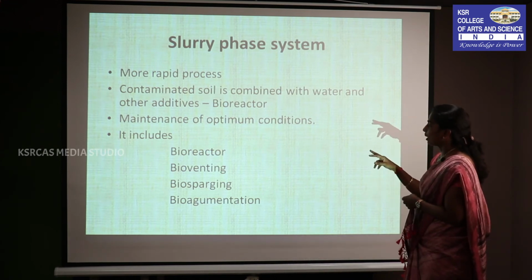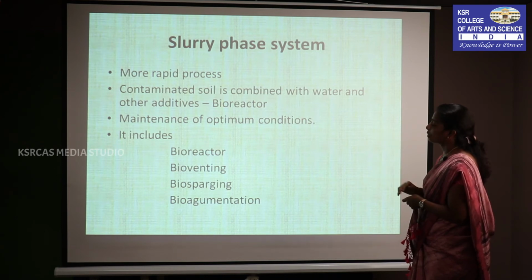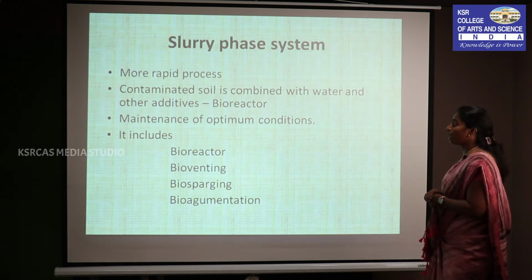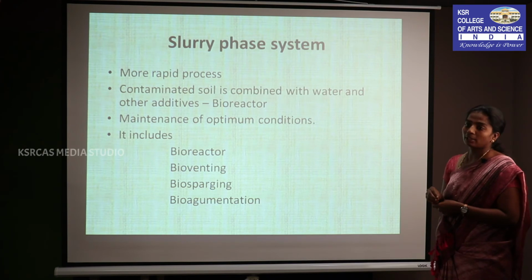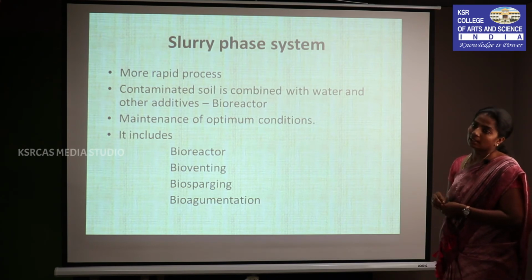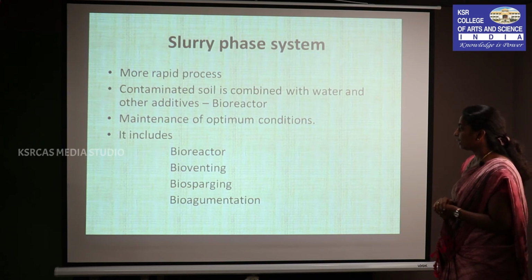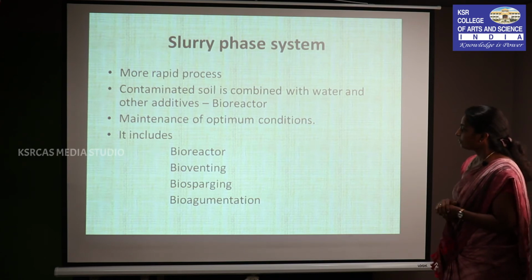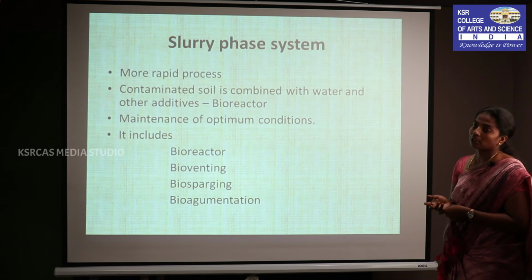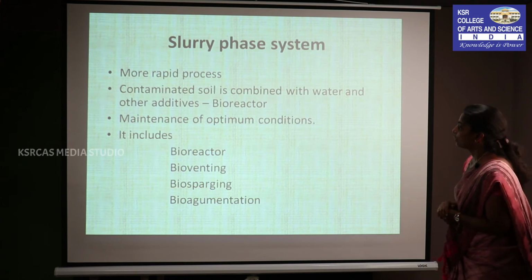The first three, bioreactor, bioventing and biosparging, come under biostimulation, that is stimulating the microorganisms to degrade the pollutants. And bioaugmentation is nothing but the supply of some exogenous microorganisms to carry out the bioremediation. First one, bioreactor.